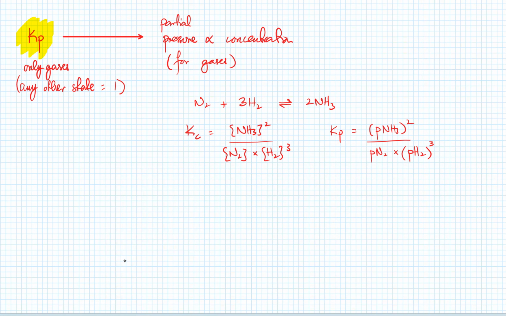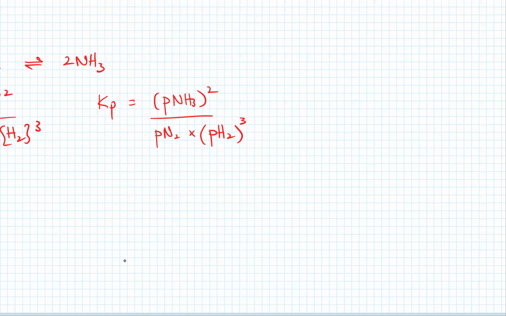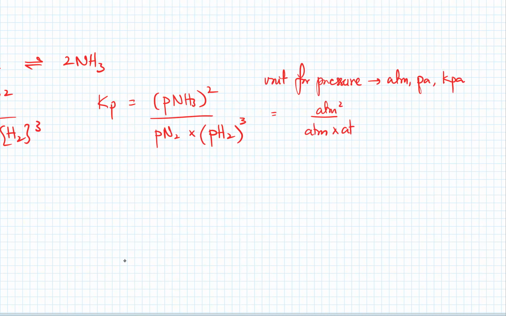And the unit also works the same way. The unit for pressure, you don't need to change it. Just remember, the unit for pressure could be anything. It could be atmospheres, pascals, or kilopascals. You don't need to convert it. So if the pressures are given in atmospheres, it's going to be atmosphere squared divided by atmosphere times atmosphere cubed, right? So that's going to give you what? ATM minus 2.